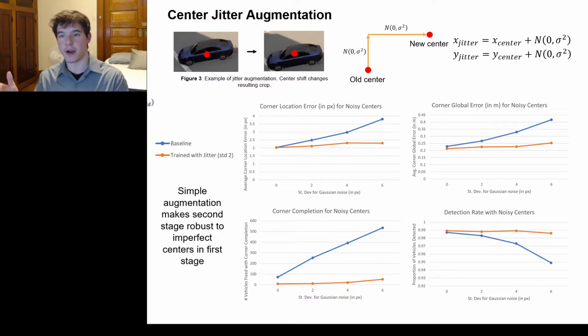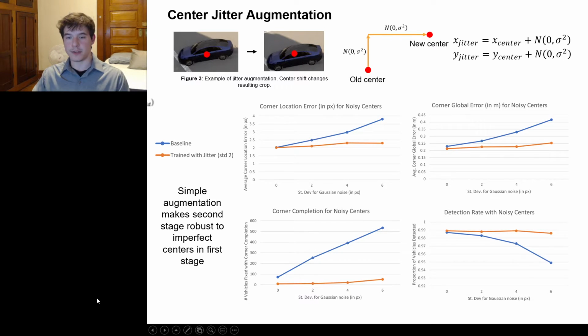So as we move right on the graph, the models are tested with centers that have been shifted more and more and are noisier and noisier. Without jitter, the pixel location of corners, the localization error, and especially the number completed, as well as the detection rate, all get worse as you add more noise. But for the model trained with jitter, you can see that results are relatively constant, even with the maximum amount of noise, which is a significant amount. So that's a very important augmentation to make the model more robust.